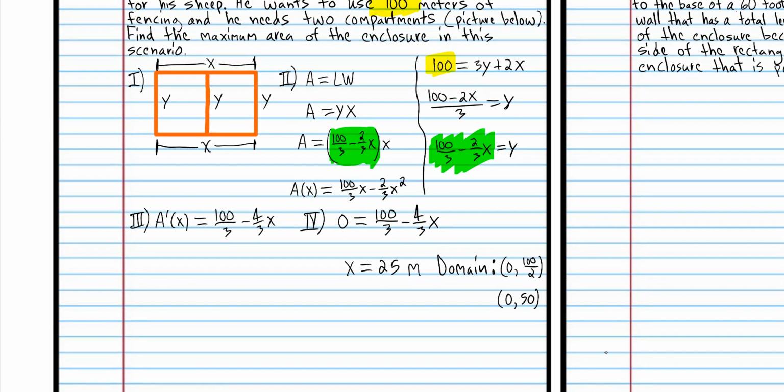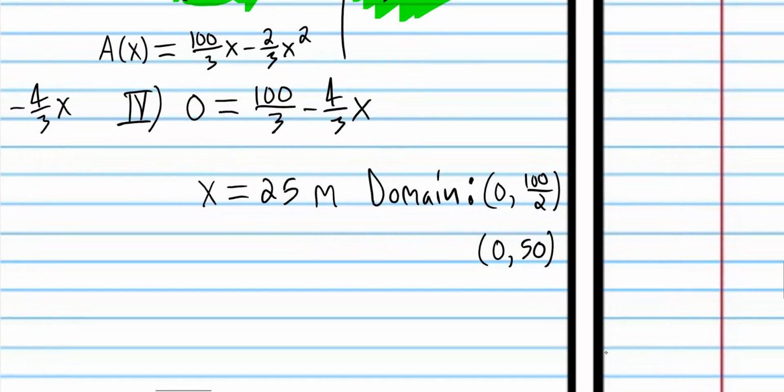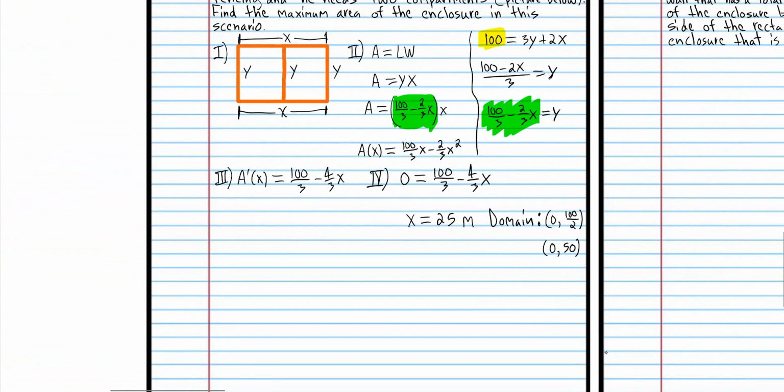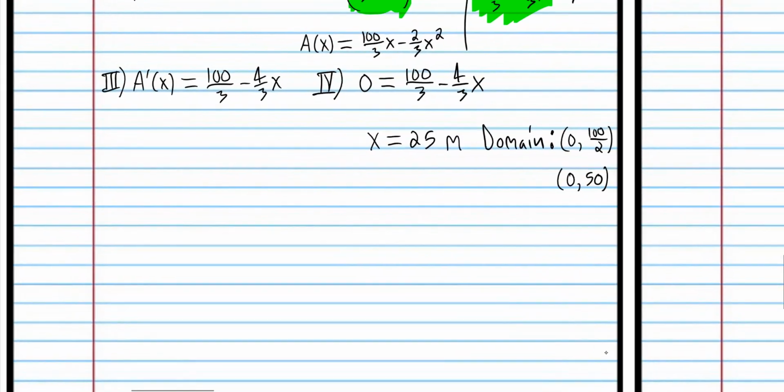Now, do we put any brackets on the domain? And the answer is no, because if y goes to 0, that corresponds to 50 for x. And you wouldn't have an enclosure if y went to 0, right? So x cannot actually be 0 or 50 in this particular example. So this just confirms that 25 is in the domain. These are things that you want to keep in mind.